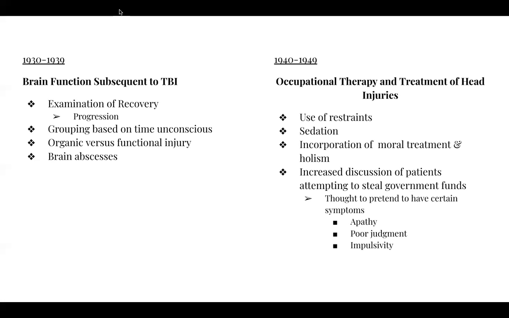Within the 1940s, this era further discusses the principle of treating a patient with a traumatic brain injury, as well as incorporates the scope of OT practice in this area. The literature compiles multiple intervention strategies that showed significant improvements in recovery of the patient, although some strategies are no longer widely recommended, such as the use of restraints or sedation.